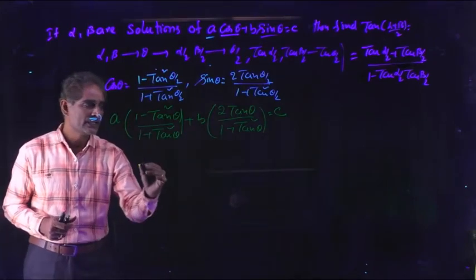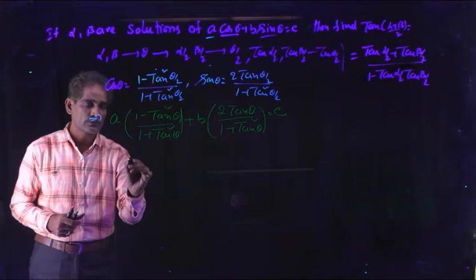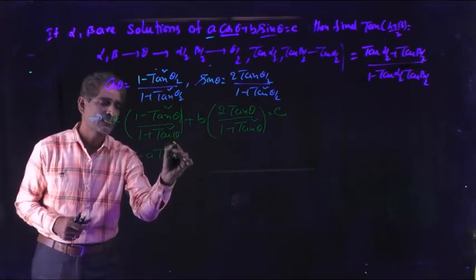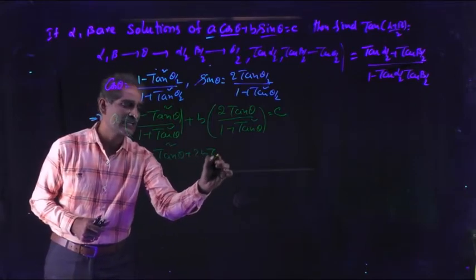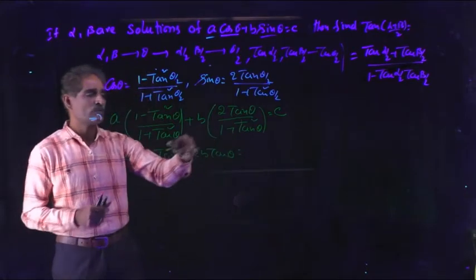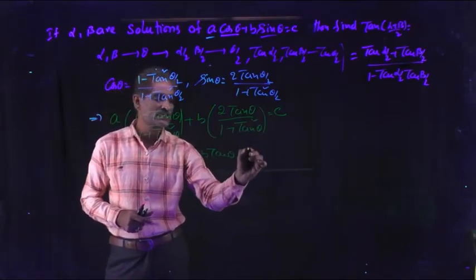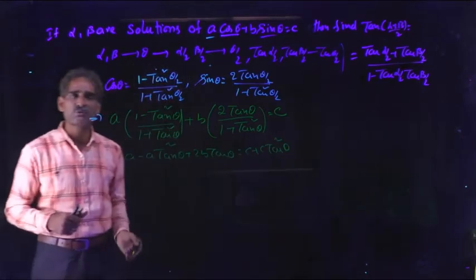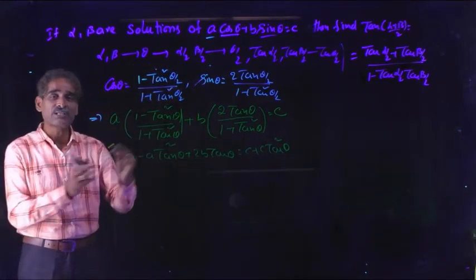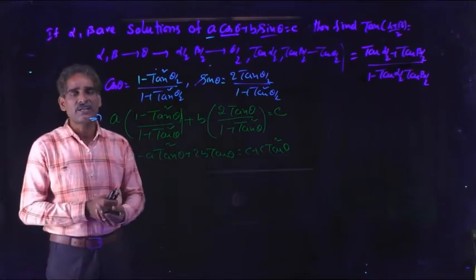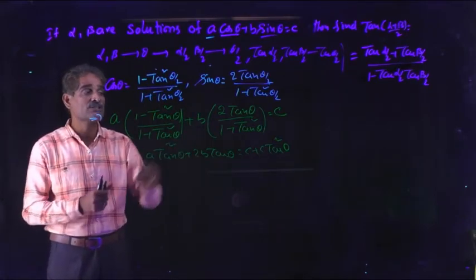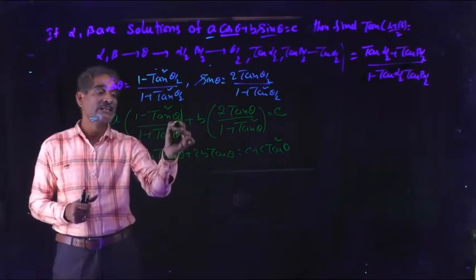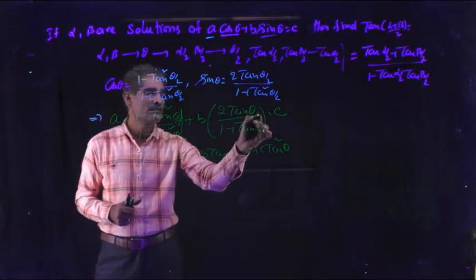The LCM is 1 plus tan square theta by 2. In the numerator we have a minus a tan square theta by 2 plus 2b tan theta by 2, equal to the right side, c into (1 plus tan square), that is c plus c tan square theta by 2. Try to convert this equation into the standard form of a quadratic equation: something into x square plus something into x plus a constant. Here we have to write the quadratic equation in terms of tan theta by 2.